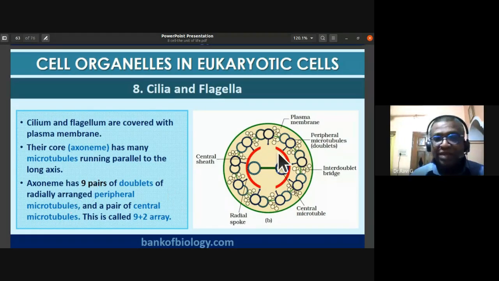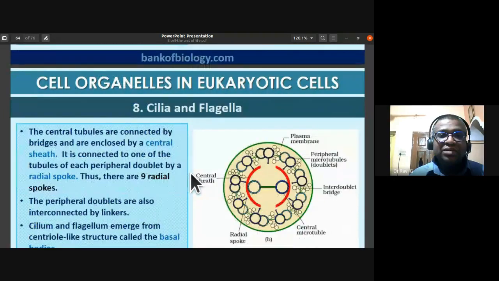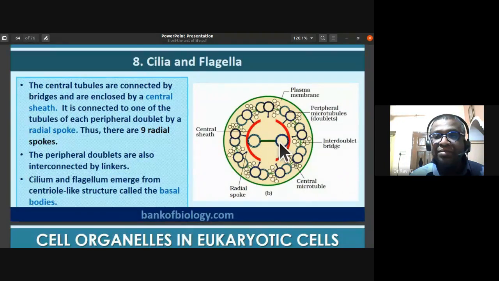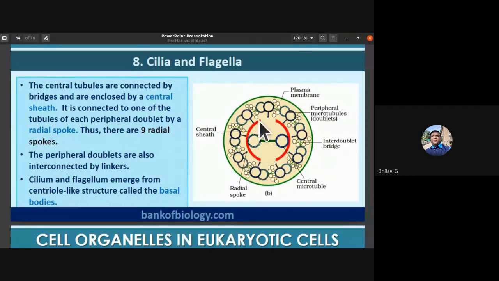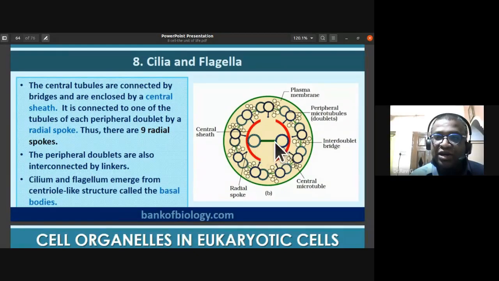So the axoneme has 9 pairs of doublets, radially arranged, called peripheral microtubules, and a pair of central microtubules. This is called the 9 plus 2 array. The central tubules are connected by bridges and are enclosed by a central sheath. You can see this reddish colored one, that is the central sheath.